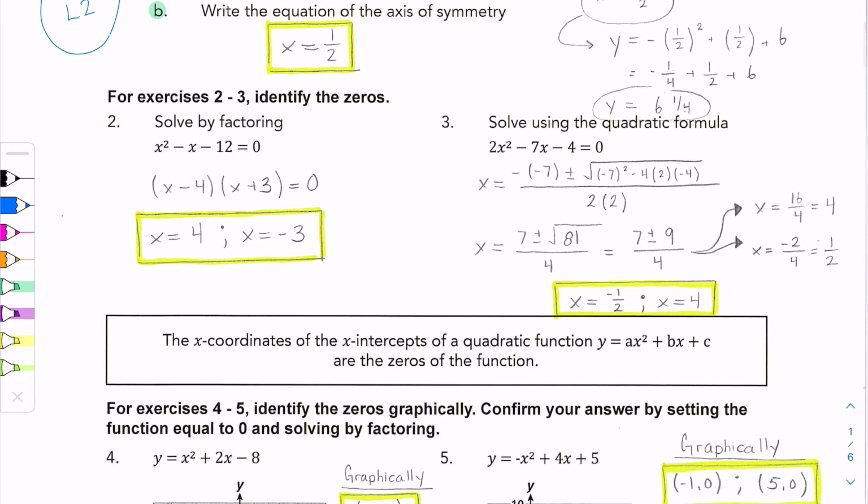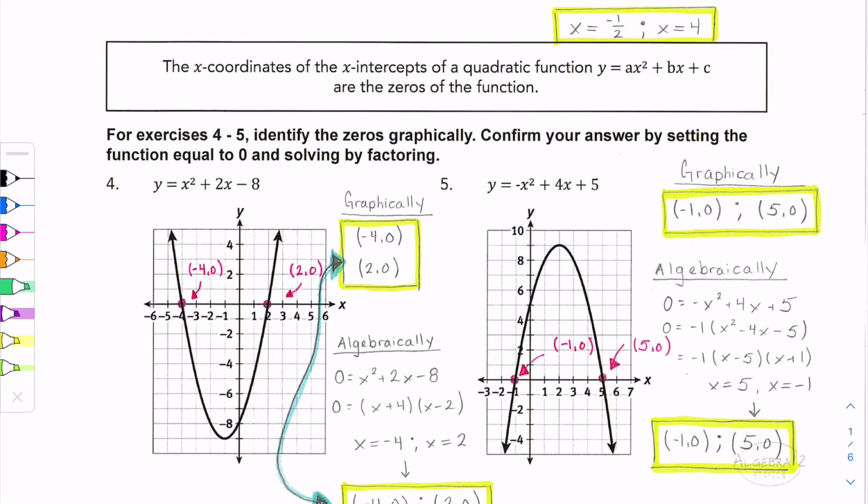For numbers 2 and 3, this is solving. You're identifying the zeros. Number 2, you're solving by factoring. Number 3, you're solving using the quadratic formula. These are from the previous unit, Unit 3, Solving Quadratics.